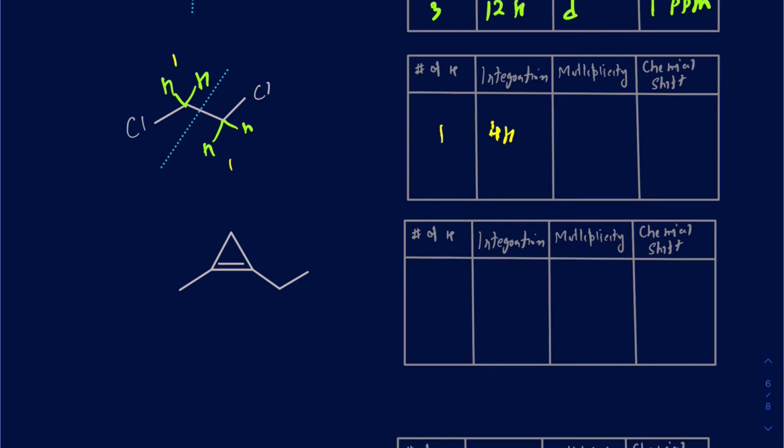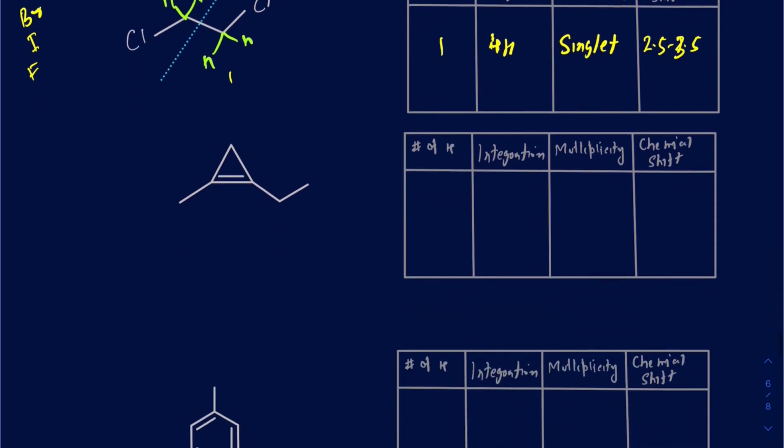Since they are equivalent, even though they are adjacent to one another, they're not going to be coupling with one another. So this is just going to be a plain singlet. And the chemical shift, since they are next to the halogen, so halogen being chlorine, bromine, iodine, and even fluorine, that makes them a little bit deshielded, so they're going to be anywhere between, I would say, 2.5 to 3.5. So these chemical shift ranges may be a little bit off from book to book, but that's their general ranges for those chemical shifts. Okay, what about this next one here?